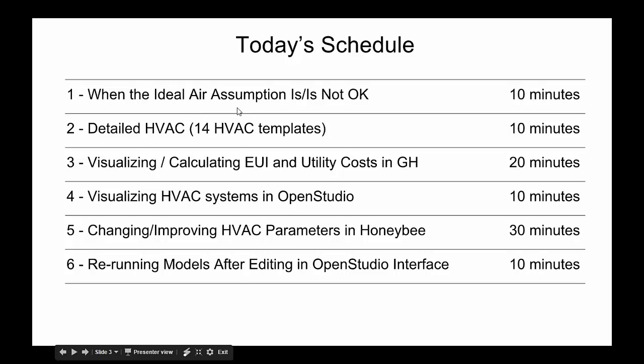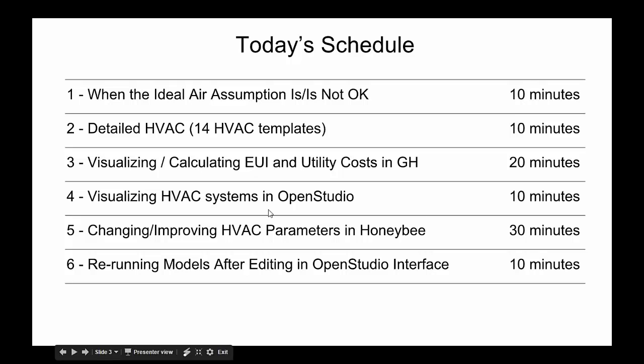I'm going to talk about the 14 HVAC templates that Honeybee currently has. I'm going to walk you through a Grasshopper file with that, and then we're going to use that to visualize and calculate utility costs and end-use intensity, or EUI. We're going to do that in Grasshopper so that you will have a means of really quantifying to clients and people exactly how much a given energy saving measure would save.